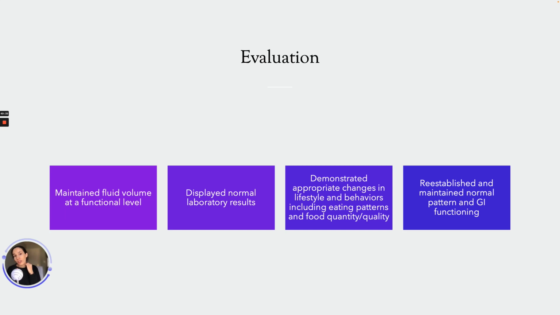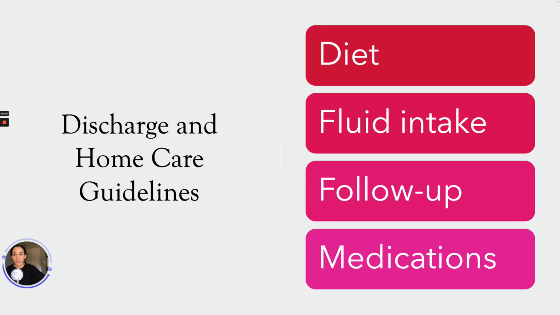Our evaluation is going to include, these are just some examples depending on what the outcome of your patient was. So maintained fluid volume at a functional level, displayed normal laboratory values, demonstrated appropriate changes in lifestyle and behaviors, including eating patterns and food quality and quantity, and reestablished and maintained normal pattern of GI functioning.